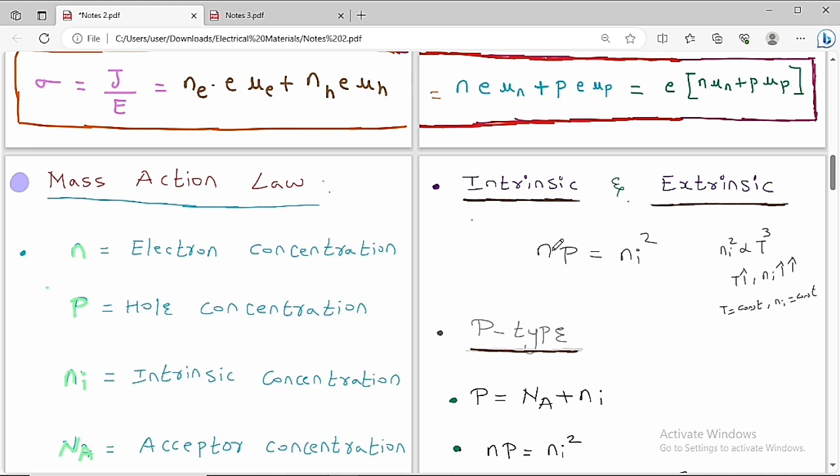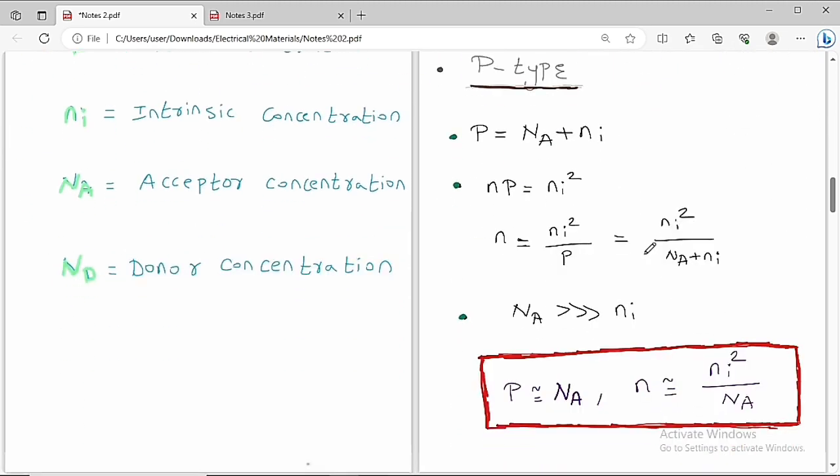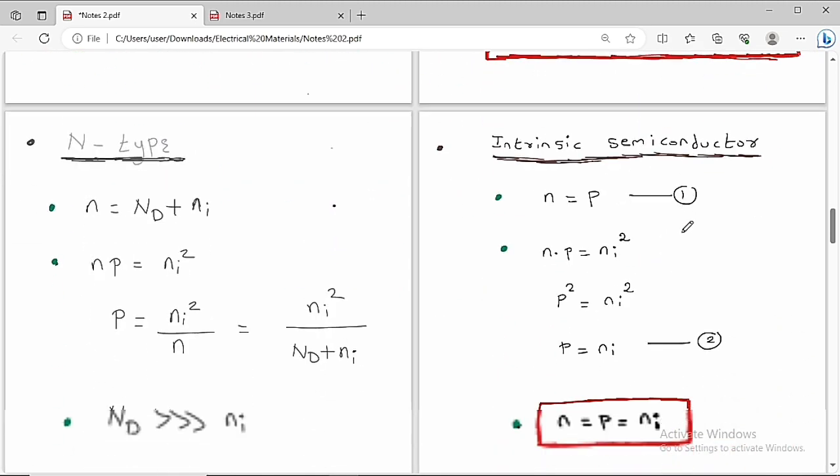Okay. So this is a very important thing. Always you have to keep in mind, N into P is equal to Ni square. So now we will do the analysis for the intrinsic semiconductor. First we will do the analysis for the intrinsic semiconductor.